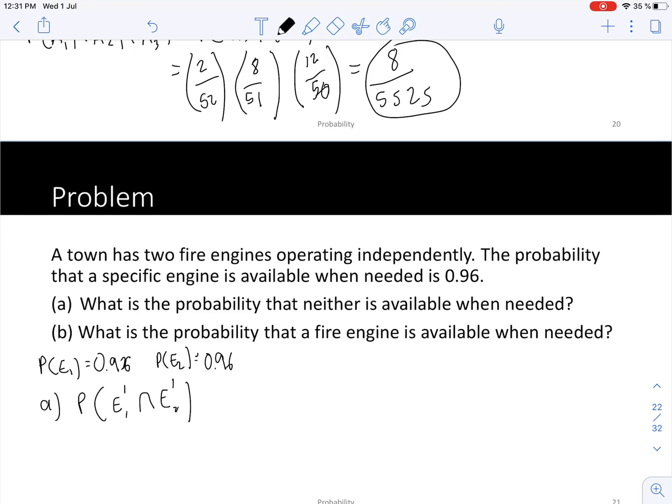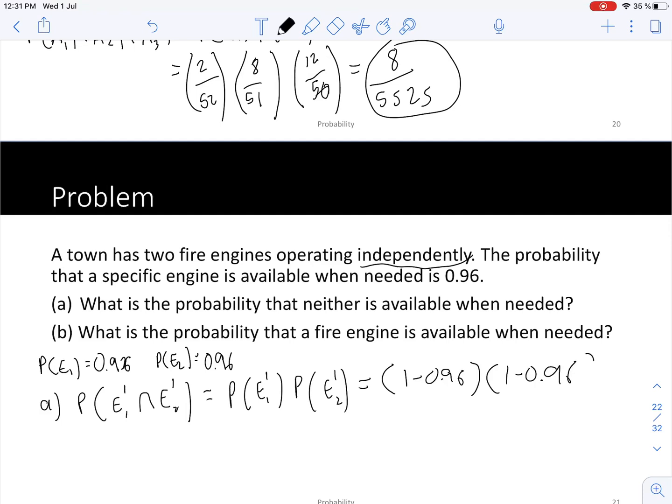So we know that they are independent, right? Because we're told that in the problem. They are operating independently. That means that the probability that one is working is not being affected by the other one. Therefore, if we use the multiplicative rule, since they are independent, this is just E1 complement times the probability of E2 complement, right? If you know the probability of E1, the complement is just 1 minus that. And same thing for E2. So this is 1 minus 0.96 times 1 minus 0.96, and that's it. That's how you get the probability in part A.